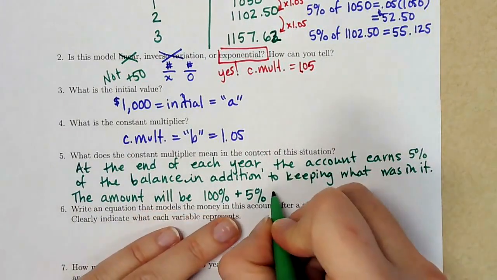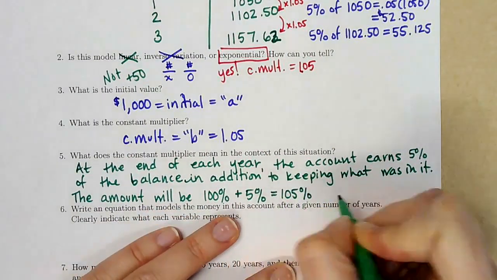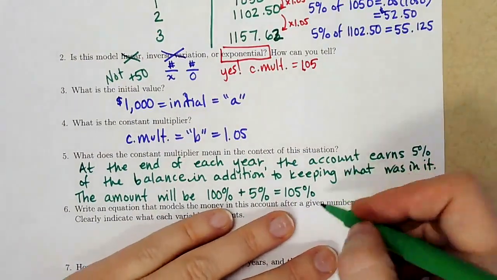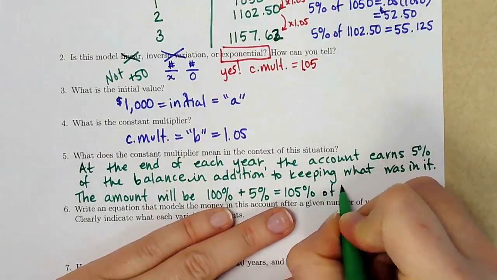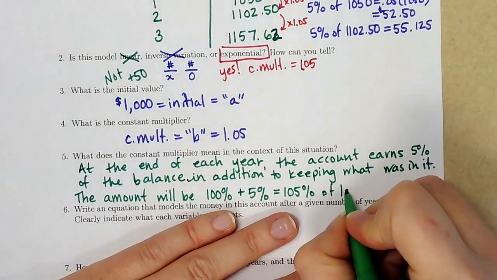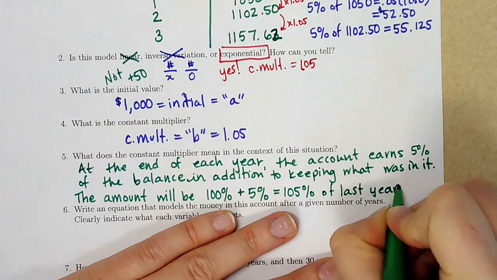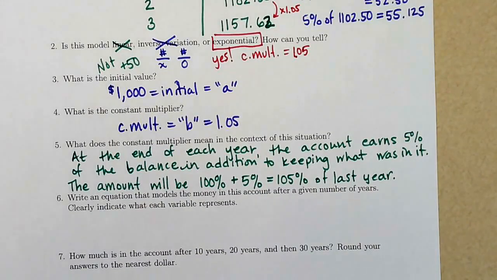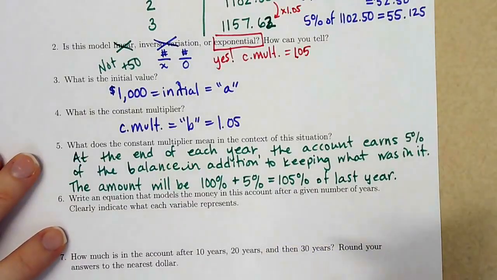So each year you will have 105% of what you had the previous year, which will be the new balance. The amount will be 105% of last year's. So we have additional money in there. Okay. Write an equation that models this situation after a given number of years.